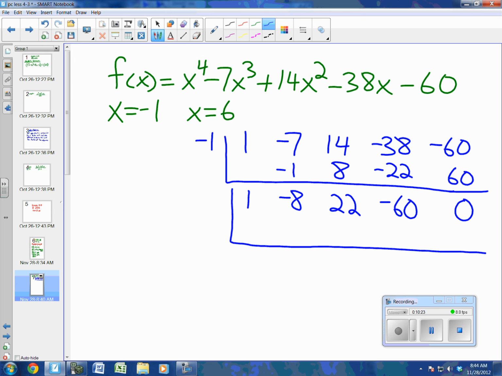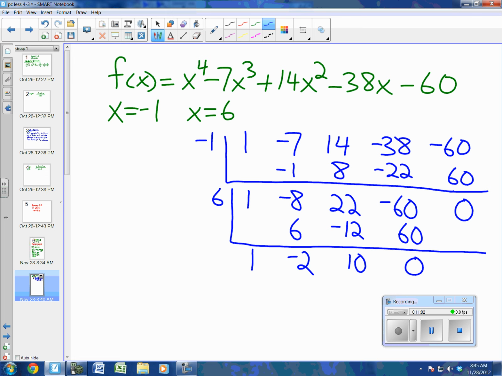Now I'm going to divide 6 into that. So I put 6 out there, bring the 1 down, and I'm ready to begin. 6 times 1 is 6. Add -8 and 6, I get -2. 6 times -2 is -12. And I add that, and I get 10. 6 times 10 is 60. I add, I get 0. Therefore, I also know that 6 is a root because I got 0. And I have my coefficients for my quadratic function, 1, -2, and 10.